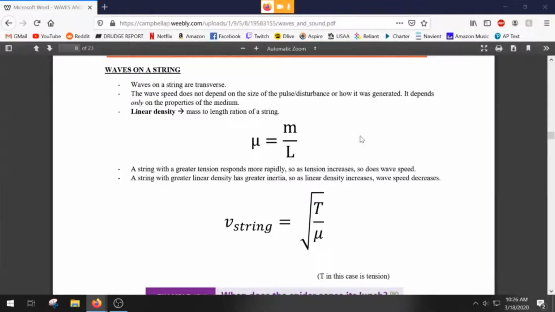So, again, when we're looking at the speed of a wave through a string, right, it depends on tension, it depends on linear density. And all linear density is the mass to length ratio of that string. And again, linear density is going to be represented by the Greek letter mu, right? Same variable as friction was. And again, all it is is your mass to length ratio.